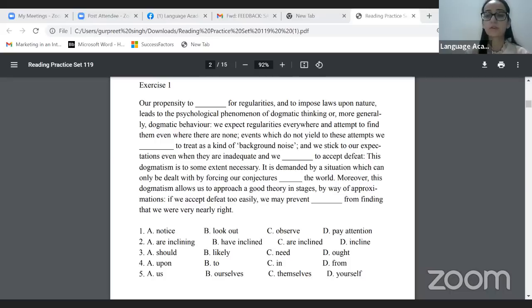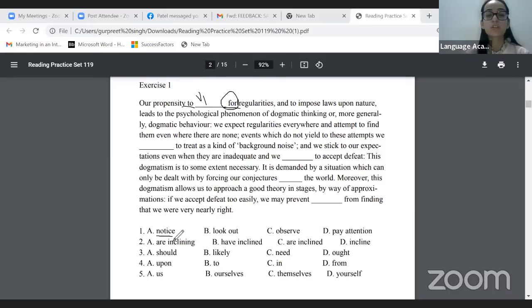Let's discuss this one. So this question says, our propensity to dash for regularities and to impose laws upon nature leads to the psychological phenomenon of dogmatic thinking, or more generally dogmatic behavior. When we look at the grammar first, with "to" comes the first form of the verb, and that verb should match with the word "for" as well. So this is how you should analyze your sentences: look at what is written before the blank, and also look at what is written after the blank. Don't miss either of the two things.